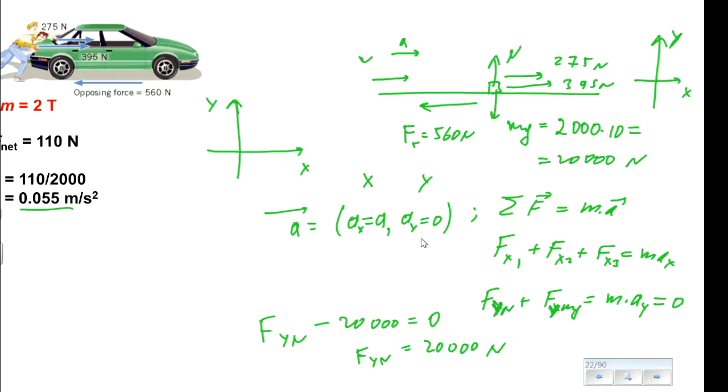And of course, to calculate the acceleration, we just need to do this. 5 plus 395 minus 560 should be mass times the acceleration we need to calculate. But the numbers, that's it. The problem seems simple, it is simple. This is a general approach for all problems related to Newton's laws.